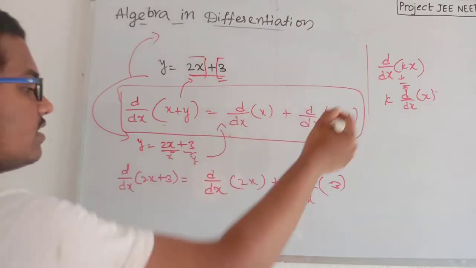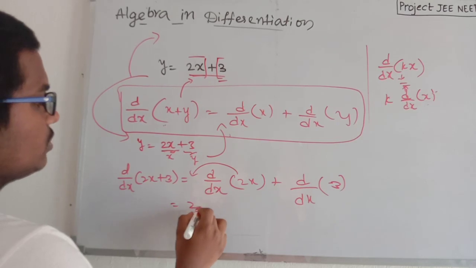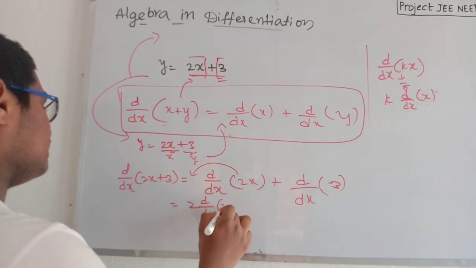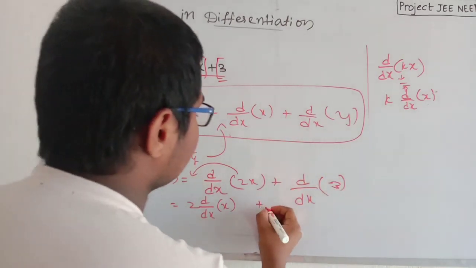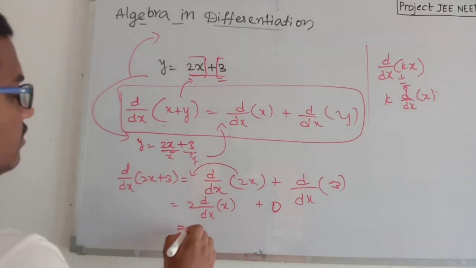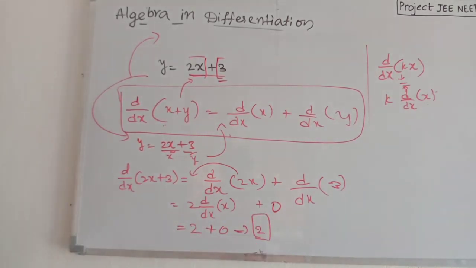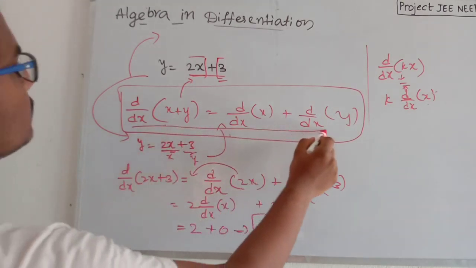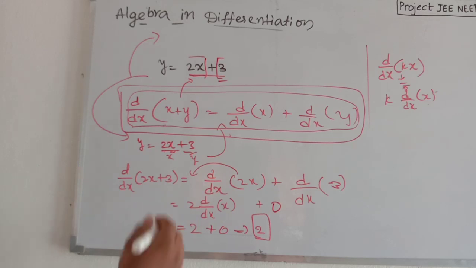We have discussed this result. So by using those, let's take the 2 outside. So 2 into d by dx of x plus d by dx of a constant, which will be 0 according to the first formula we discussed, which is 2 into dx by dx, which is 1. 2 plus 0, which is actually 2. So the answer for the derivative of 2x plus 3 is 2, and we solved this problem using this formula. This is an important formula, so note it down with the subheading Addition in differentiation.